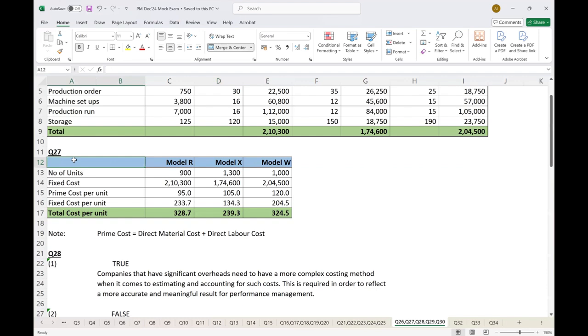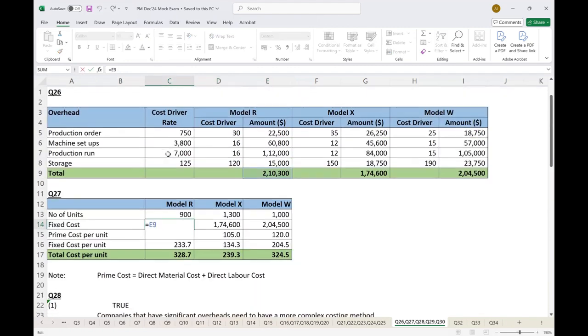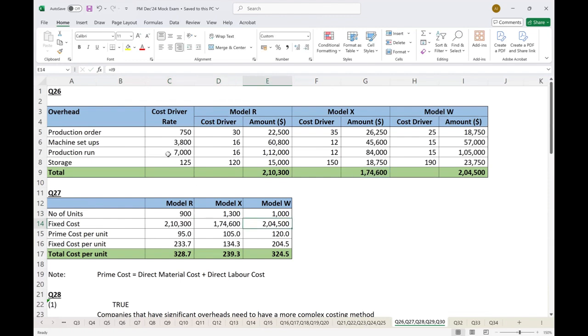So now, model R, X, and W. I have their number of units given to me in the question. I have their fixed cost calculated here: 210,300, 174,600 and 204,500. I have their prime cost. Can I calculate the fixed cost per unit? I simply have to divide the total fixed cost by the number of units and I get the fixed cost per unit. And when I sum it up, it gives me the total cost per unit.